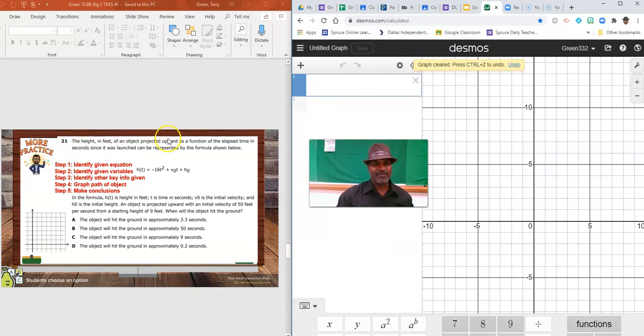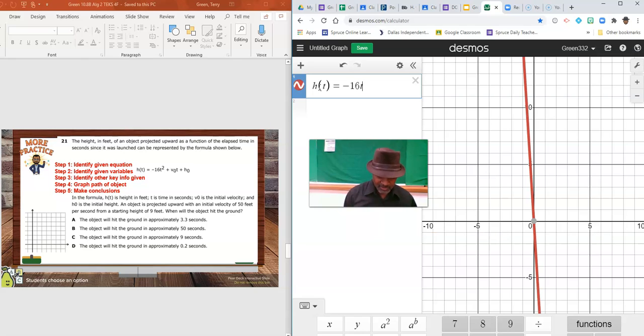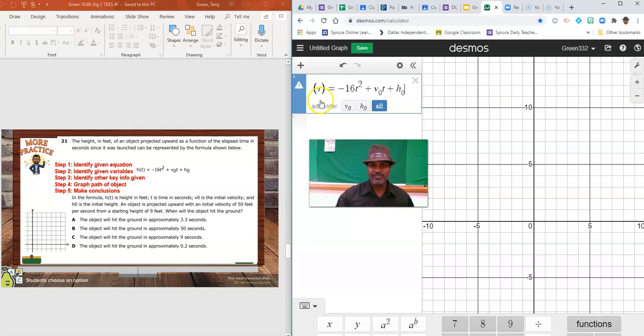The height in feet of an object projected upward as a function of the elapsed time in seconds since it was launched can be represented by the formula shown below. What formula? This one. H of T equals, I'm just reading the problem, 16t squared, plus V, we'll explain that in a minute. I'm just typing the formula, plus H. Okay, so those are my variables.